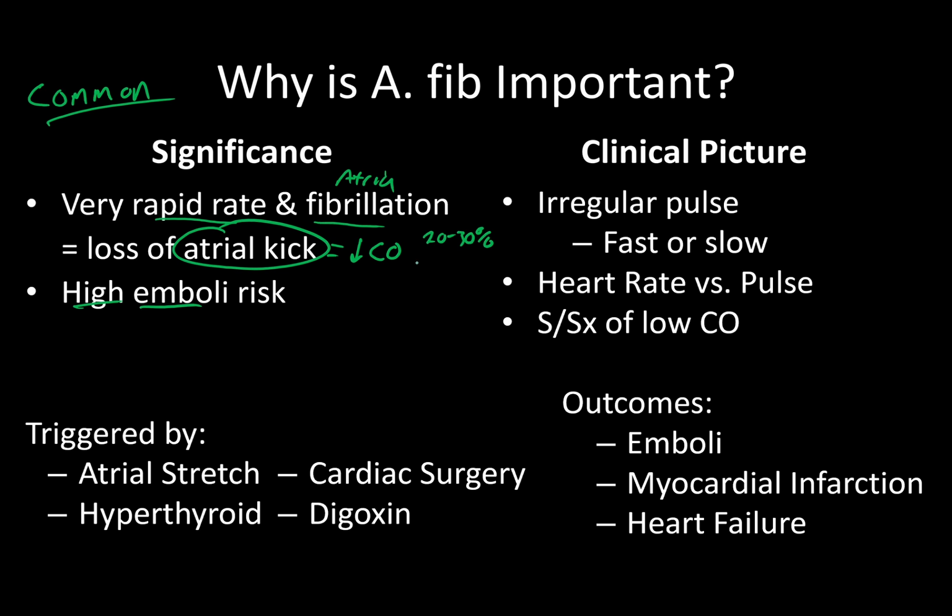So with the decreased cardiac output, of course, you can get these signs and symptoms of that. And with your emboli risk, which is over here in the outcomes section, you can have it go to your brain, which is, of course, stroke. That's why when someone presents with a stroke, one of the first workups we do is getting a 12 lead to see if they have AFib or not. And, of course, pulmonary embolisms in your lung.